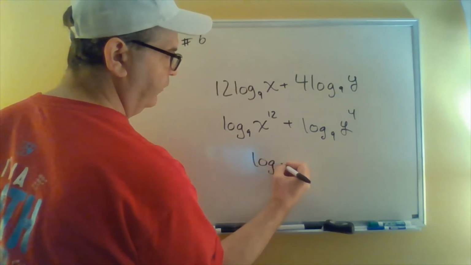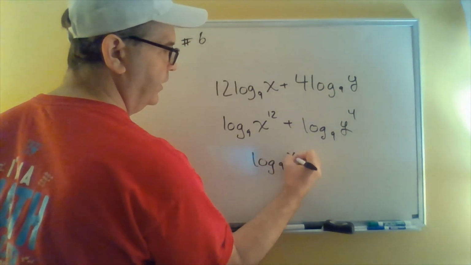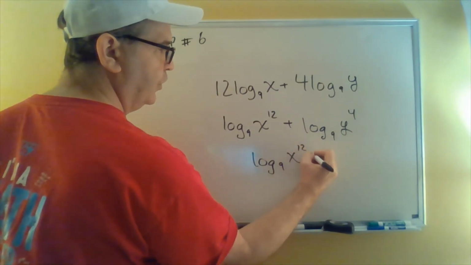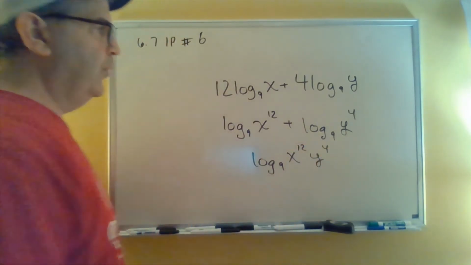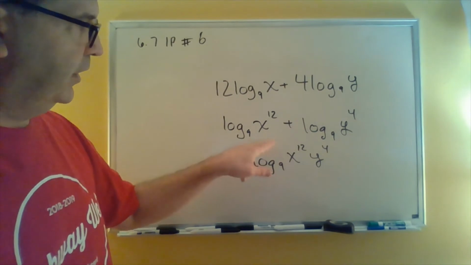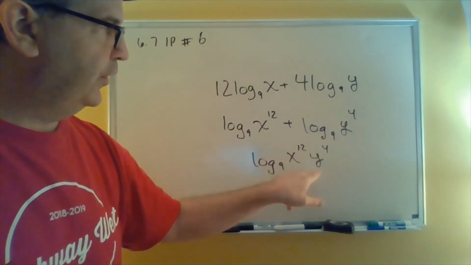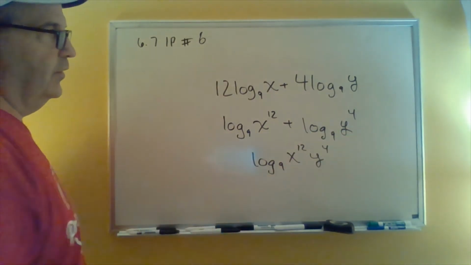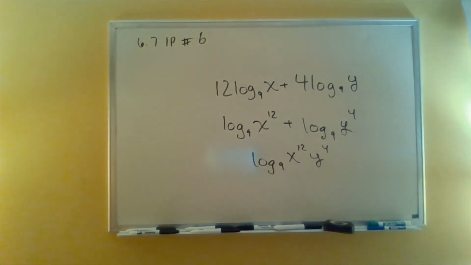So what will happen is I'll have log base 9. If you remember, when I have addition, I use the product property. So I'm going to multiply these two terms together. So it becomes x to the 12th times y to the 4th. And that becomes my answer to number 6: log base 9 of x to the 12th, y to the 4th.